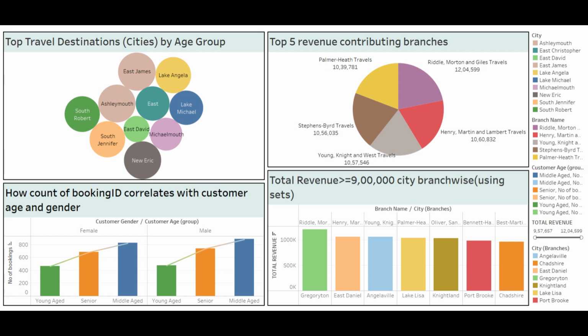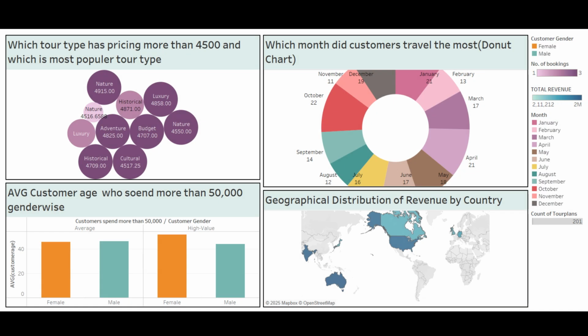In the last chart, we have made total revenue a calculated field, in which we are getting the cities where the revenue is more than 9 lakh, and we can change it accordingly. On the next dashboard, we have made the bubble chart, the donut chart, the map, and the bar chart.